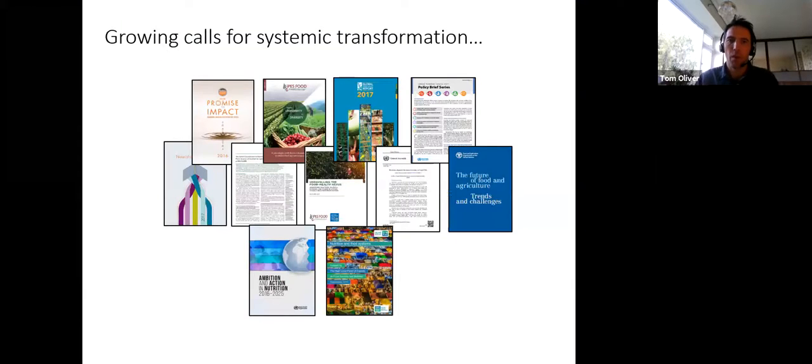So there have been growing calls as a consequence for systems transformation. Shown here are some science policy organizations talking about food system transformation, but there's an equal clamor of calls for transforming our energy systems, our mobility systems, our health systems.